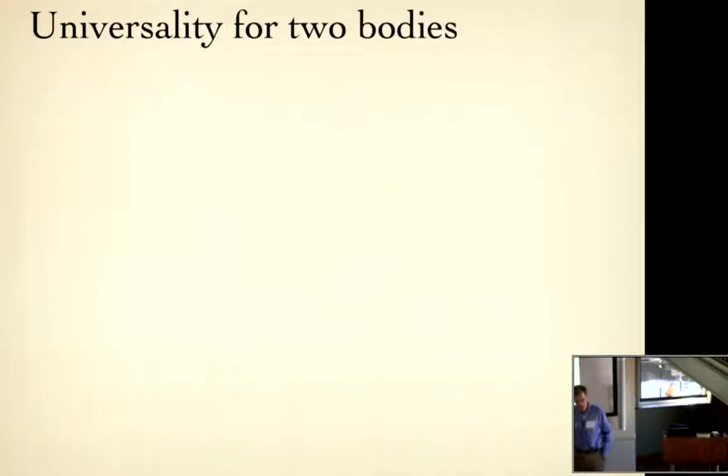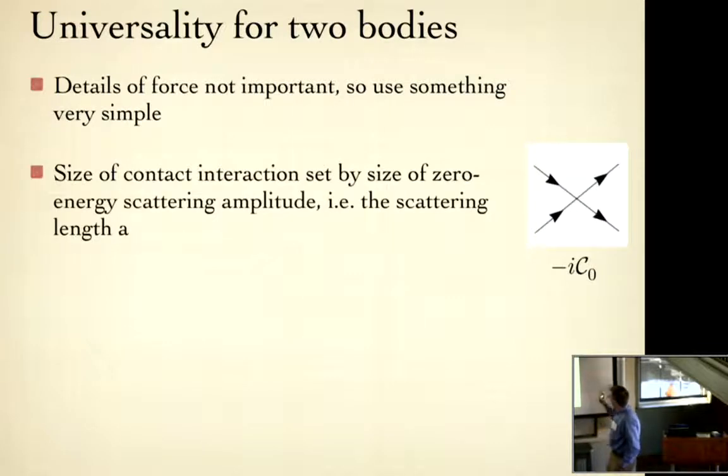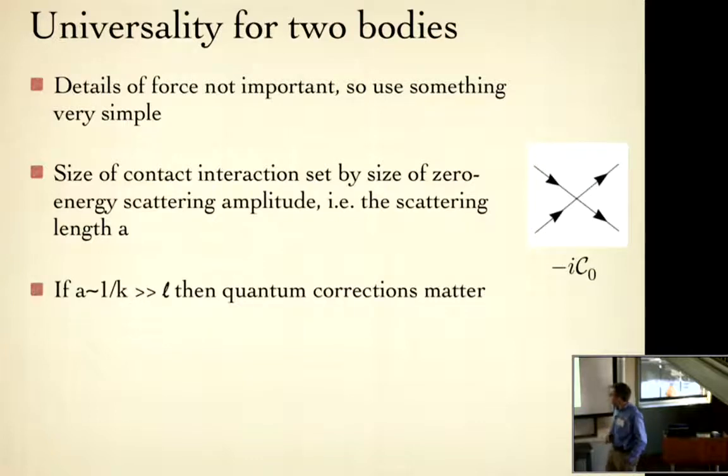Okay, so let's talk about universality for two bodies. By definition, if we're interested in universality, that means that we're looking at systems for which the details of the interparticle potential are not important. So I'm going to use something very simple. As simple as you can imagine, I'm going to use a delta function interaction, and the strength of this will be parameterized by this number C0. Now, what you're going to do is fix this number C0 by looking at the strength of zero energy scattering. So that means if you know the scattering length, you can fix the value of C0. So you have one experimental parameter, one number in your theory, and that's all.